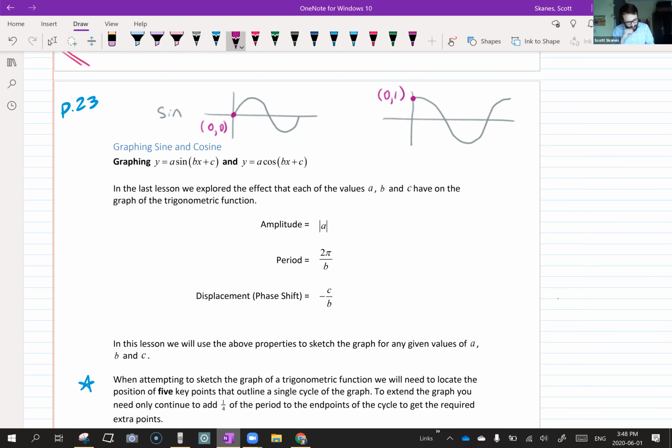So that'll come up more later. I just wanted to mark those down now. The only difference between sine and cosine is one is shifted over a little bit compared to the first one.